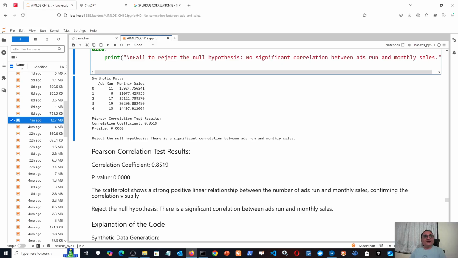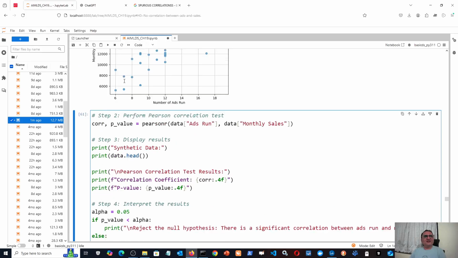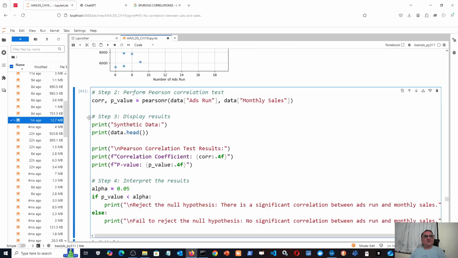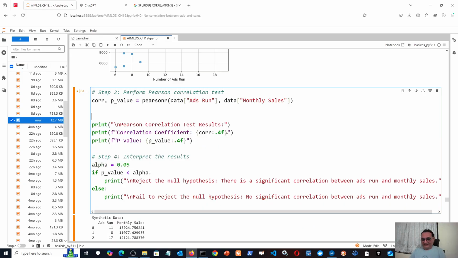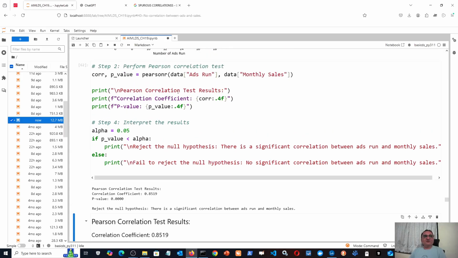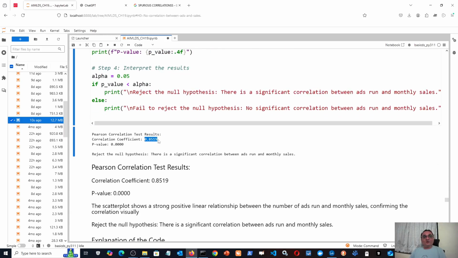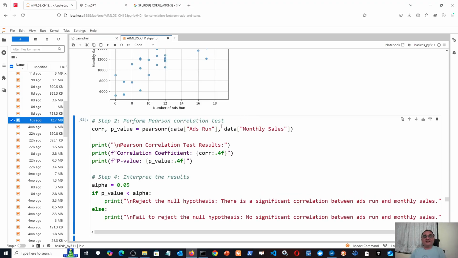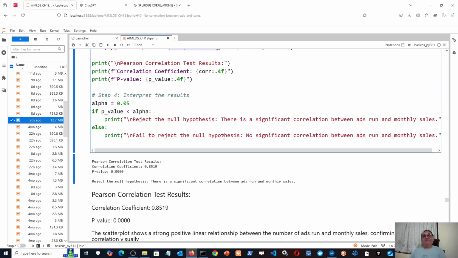This is my synthetic data, and data.head is the first 5 rows. I think now there is no need, because I have printed the entire data frame. Why unnecessarily crowd our output, right? So just the Pearson correlation coefficient, and that is coming out to be 0.85919, or you can say that monthly sales and ads run have 85% positive correlation. That is pretty high correlation.